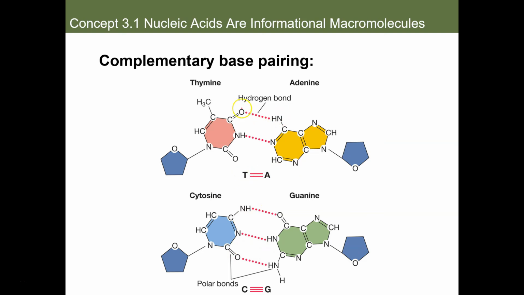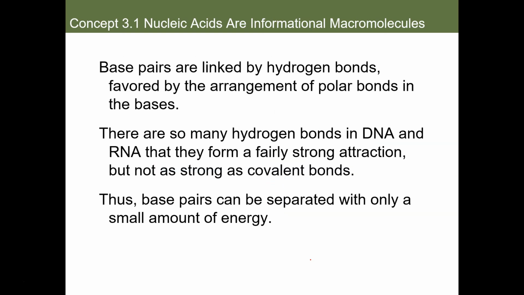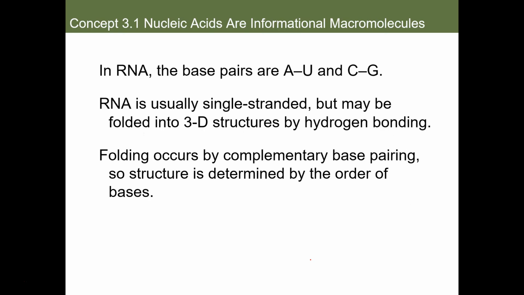So if you look here, you have hydrogen bonding going on, and the same thing's going to happen with the nitrogen. They're going to link together to form these hydrogen bonds. So the base pairs are linked by these hydrogen bonds, and because there are so many hydrogen bonds in DNA and RNA, they form a very strong attraction. Again, remember, hydrogen bonds are still nowhere near the strength of a covalent bond. Because of that, they're actually really easy to separate. You can do it with very little difficulty, and that is very important for its function.